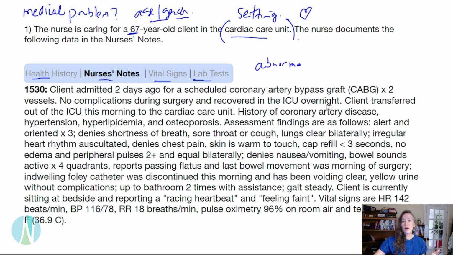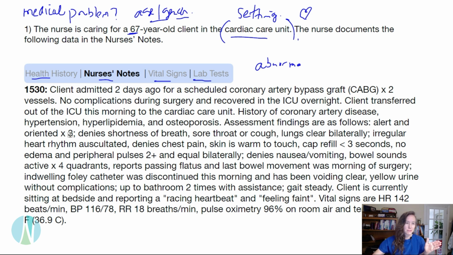History of coronary artery disease. So just make sure this makes sense as you're reading it. Makes sense they would have coronary artery disease and then have to get a CABG. Hypertension, hyperlipidemia, and osteoporosis. Assessment findings are as follows. So as soon as you start to see the assessment findings, get alert, okay? Because this is where you're going to start to see the problems with the patient.